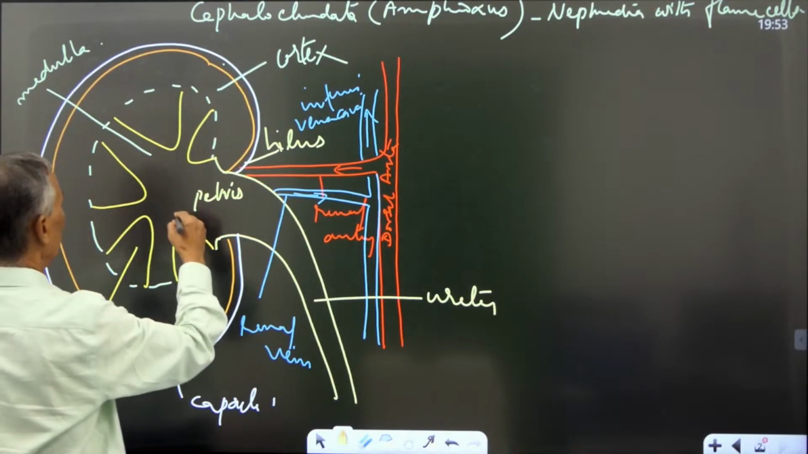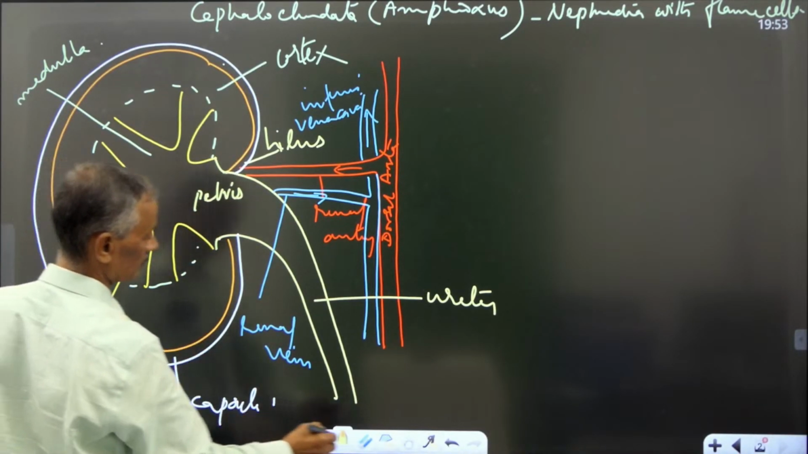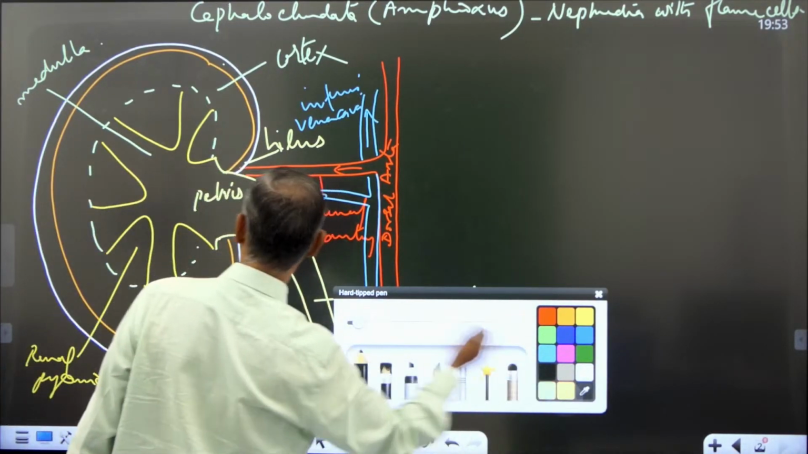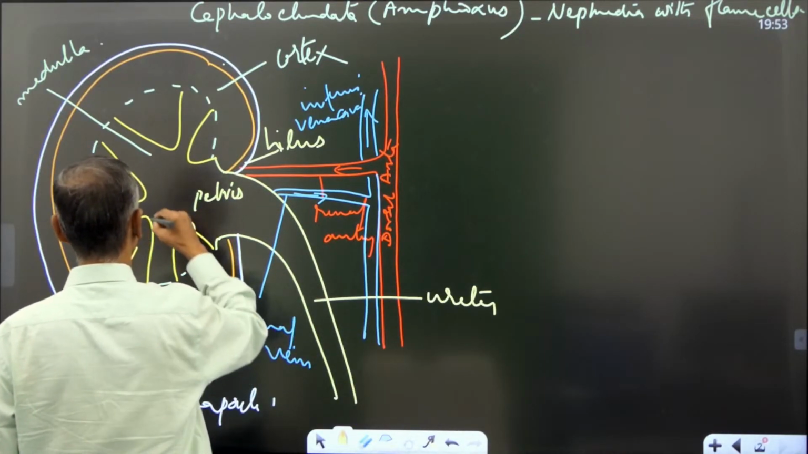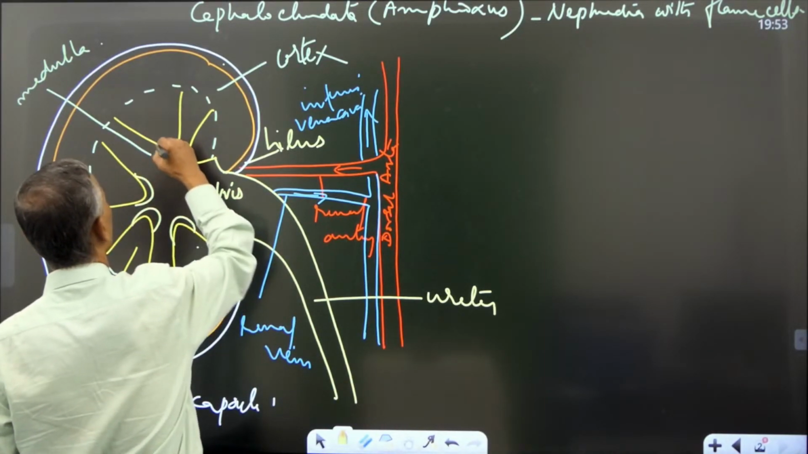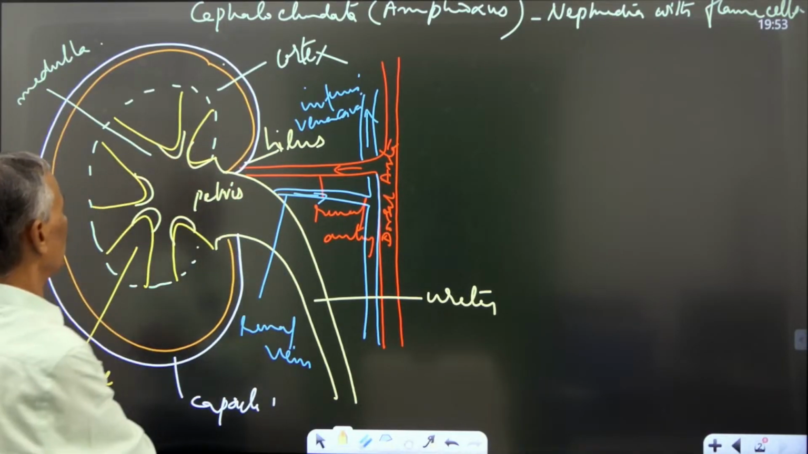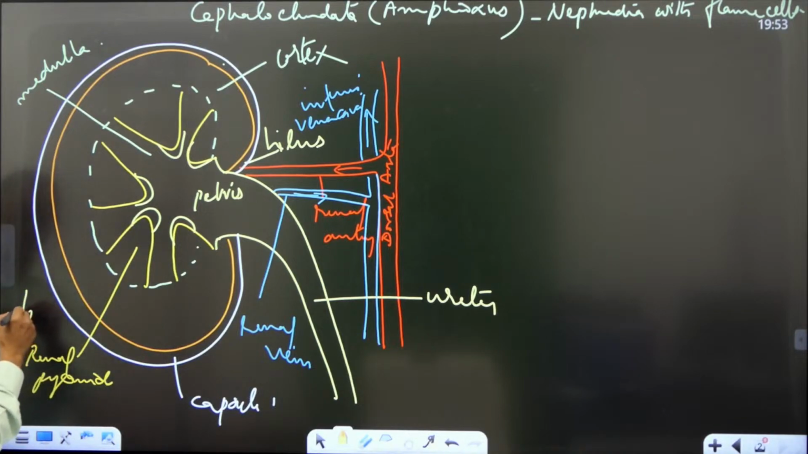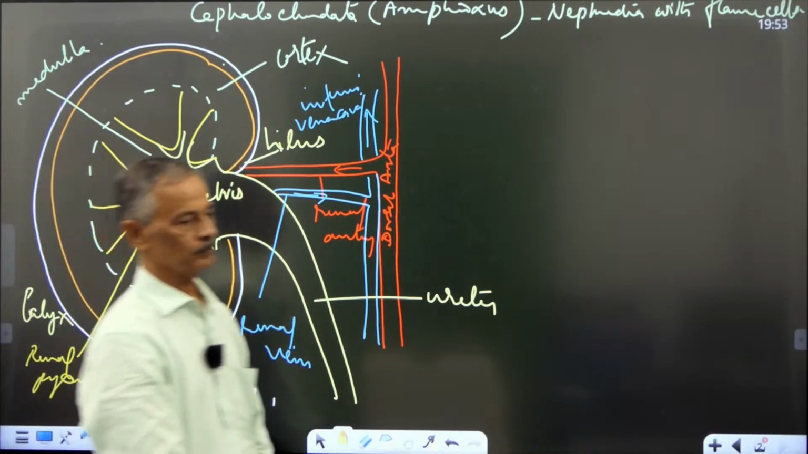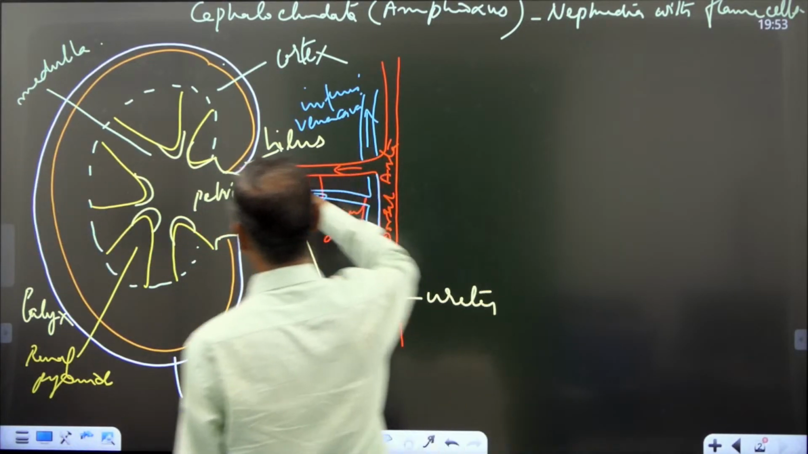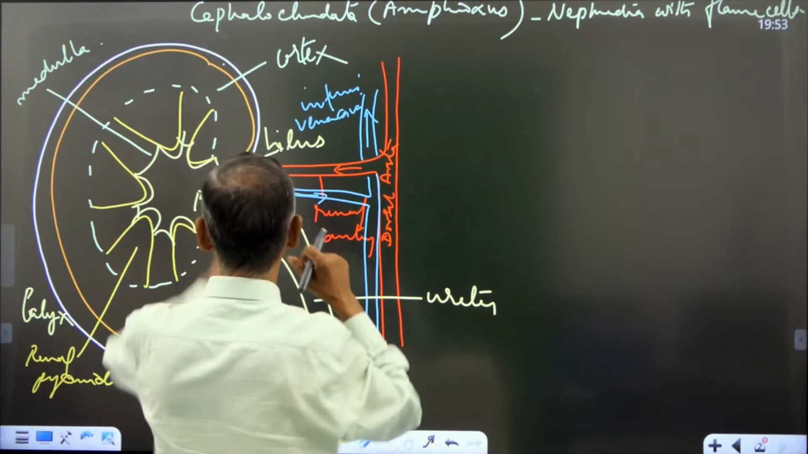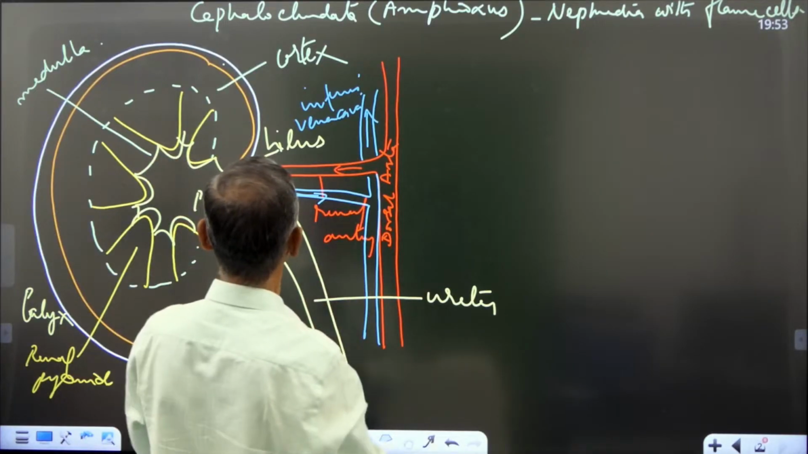The pelvis is extending. See, this pelvis is extending even to the base of the pyramids. These extensions are called calyx. Calyx is singular, calyces is plural. Calyces are extensions of the pelvis in between the pyramids.